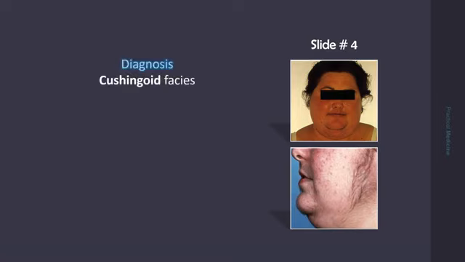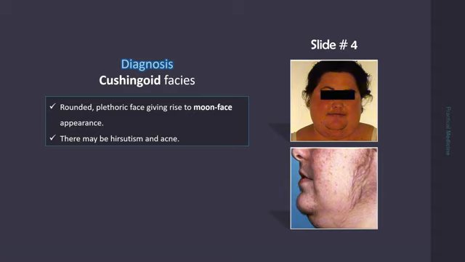This is typical Cushingoid facies. Notice the rounded, plethoric face giving rise to moon face appearance. There is also hirsutism and acne.